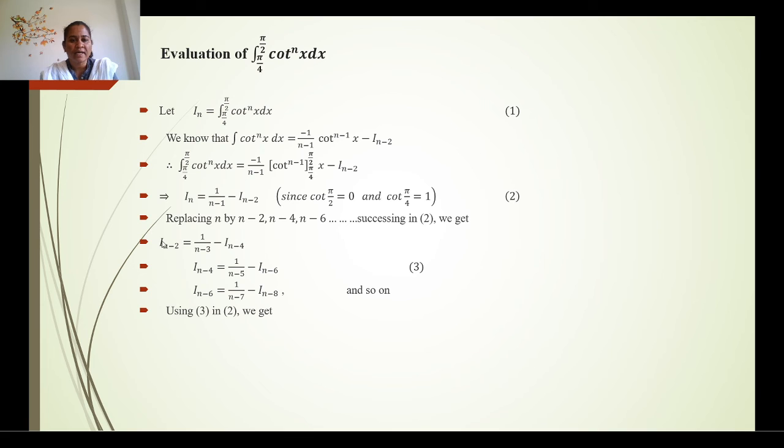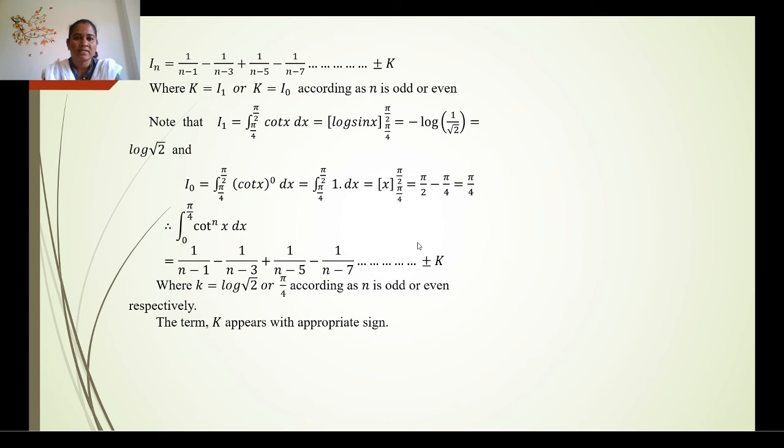For that we get, n is replaced by n minus 2, 1 by n minus 3 minus I_{n-4}. Similarly replace n by n minus 4, n minus 6. This procedure will go on. So in the next step, using equations 3 and 2, we can write I_n equal to 1 by n minus 1 minus 1 by n minus 3. We get alternating signs, plus 1 by n minus 5 minus 1 by n minus 7, plus or minus k. Here also we have to follow the same procedure.